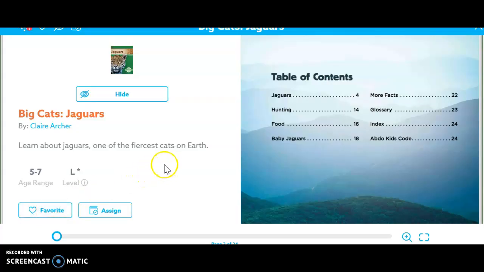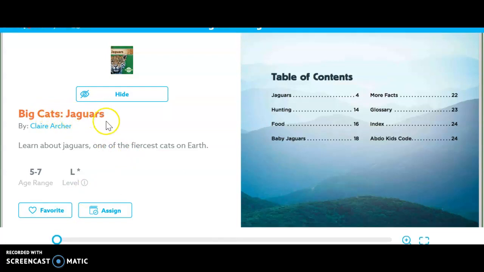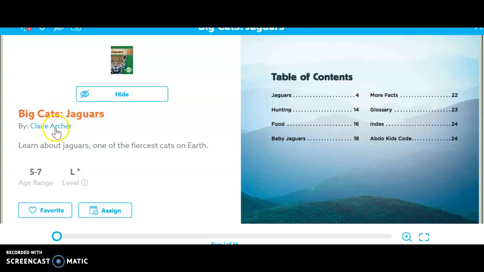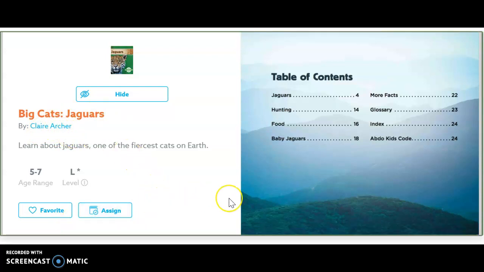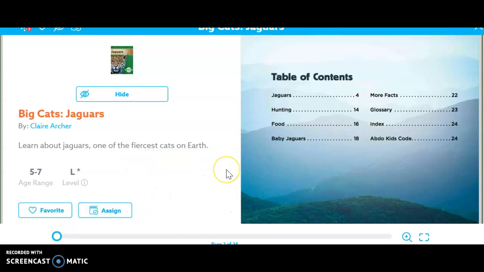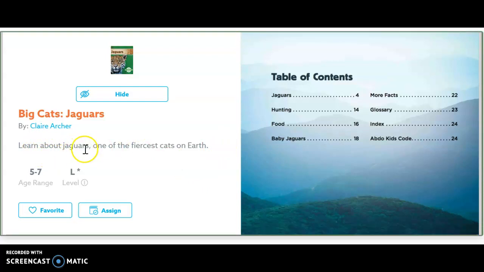So today, guys, we're going to read a story called Big Cats, Jaguars by Claire Archer. And if you notice, it's telling us right here, learn about jaguars, one of the fiercest cats on earth.